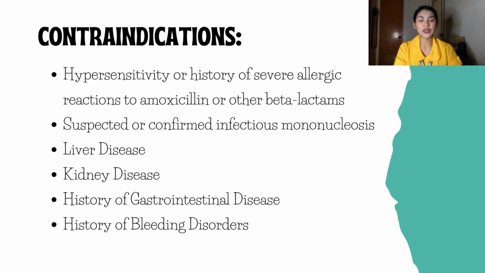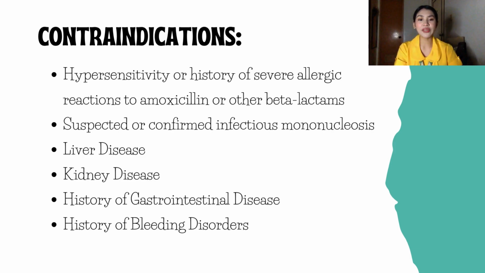It is also related to Stevens-Johnson syndrome, which is a rare but very serious skin reaction. It often starts with flu-like symptoms and then leads to a painful rash that looks a bit like a burn. Next, we have suspected or confirmed infectious mononucleosis. Using amoxicillin in patients with infectious mononucleosis can cause a specific rash called amoxicillin rash, so that is best avoided.